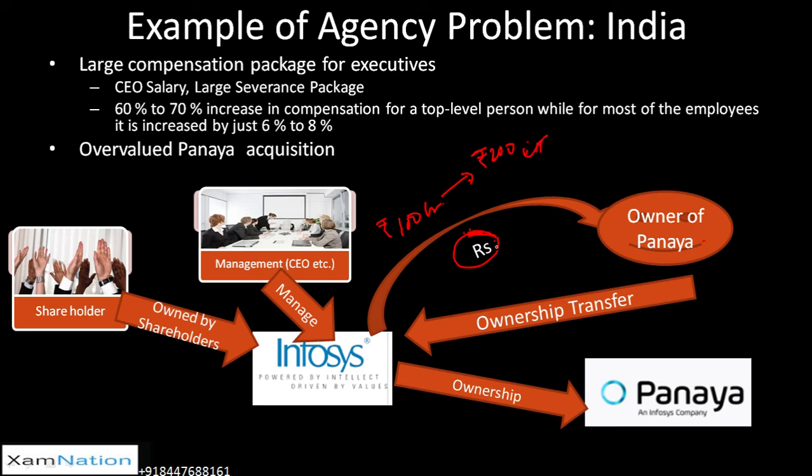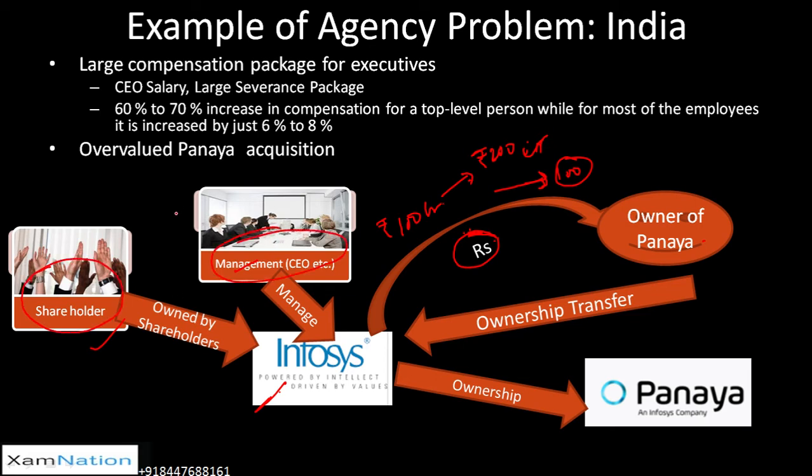So in a way there is a hit of 100 crore. That extra 100 crore has been paid, and by whom? Not by the Infosys management, but by the Infosys shareholder. The Infosys company is paying the extra 100 crore rupees, and who will take that hit? It is the shareholder, because they are the owner. Management is not the owner.